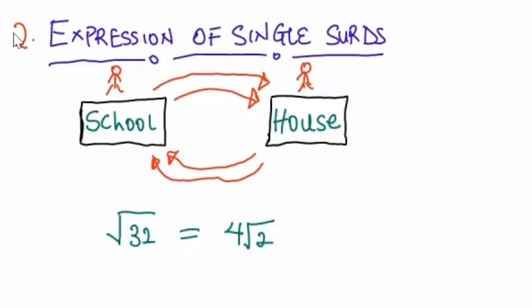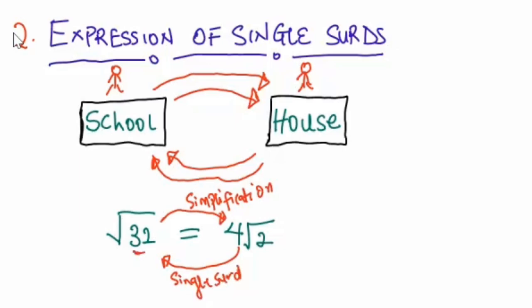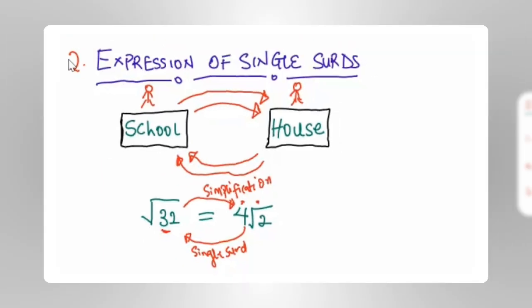So when I move from root 32 to 4 root 2, what I've simply done is that I have simplified. So this is a simplification process. So I've simplified that surd. So the reverse of this will be taking that simplified surd to a what? Single surd. Single because it is just root 32 within. But when it becomes simplified, I have something outside and I have something within the root. So the simplification of surd is just the opposite of the expression of single surds.